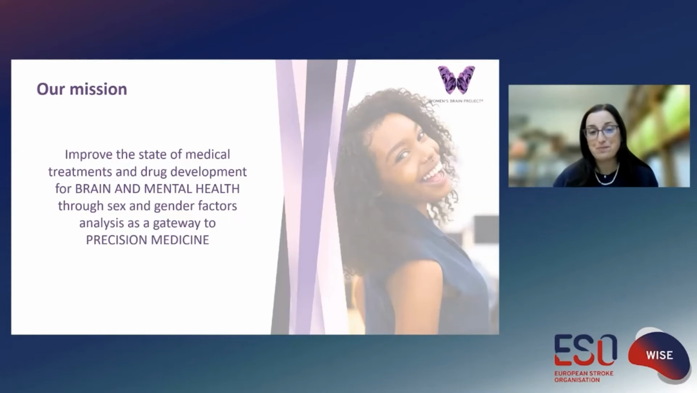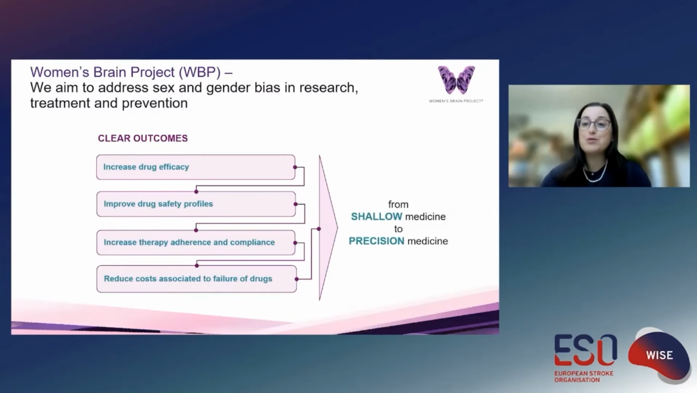This is an example of what we do in the area of clinical trials. We encourage and work with pharmaceutical companies to consider sex and gender differences at every stage of clinical trials. In this way, it's a win-win situation. So we increase drug efficacy as well as drug safety profiles. But we also believe that in this way, all needs are met. So the needs of the different groups are met.